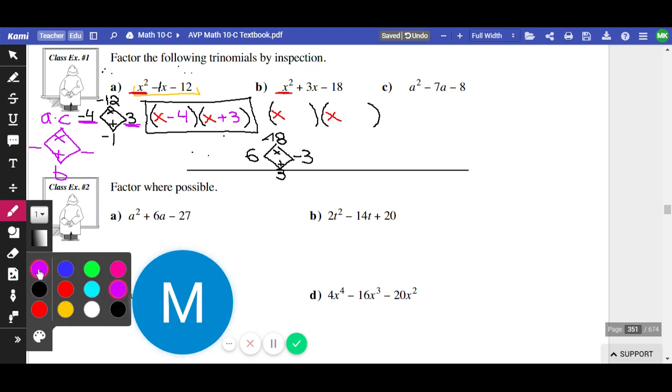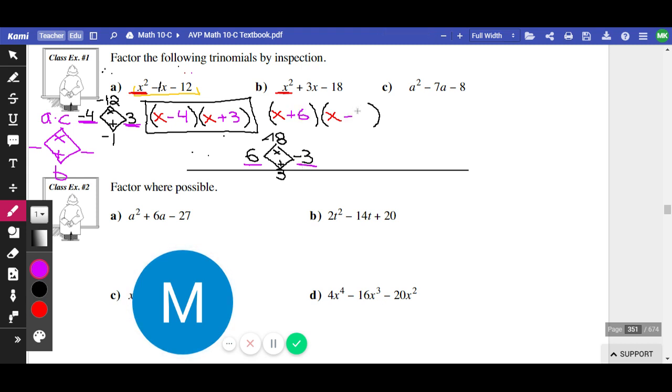Awesome. These side numbers, those are the numbers that are at the side of your binomials. Your solution is x plus 6, x minus 3. Again, if you reverse the order, just like we talked about yesterday, that's okay. All right, try the last one yourself.